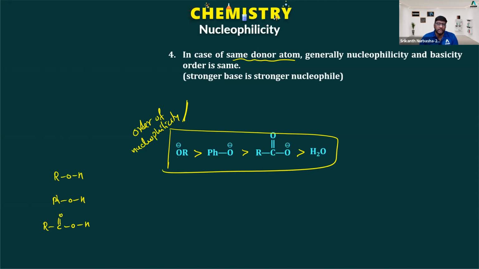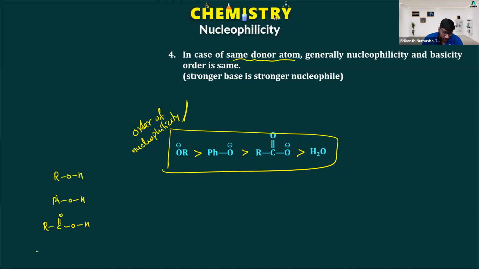Basicity and nucleophilicity in polar protic solvents are going to be different. And in the last rule, in the case of the same nucleophilic atom, the basicity and nucleophilicity order is again the same. That is similar to a period. A stronger nucleophile is a stronger base. Based on that, you have to compare the order of basicity by looking at the conjugate acids. Yes or no? Acid-base comparison you can do.